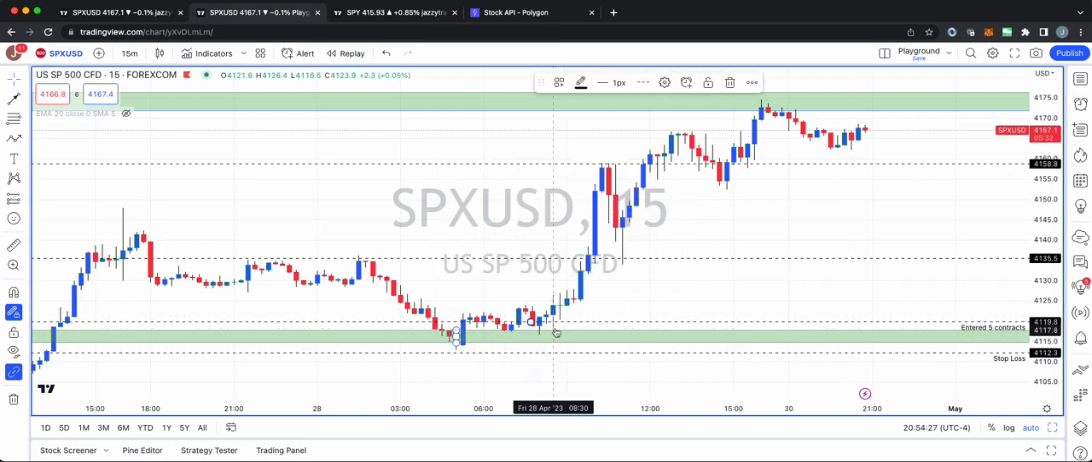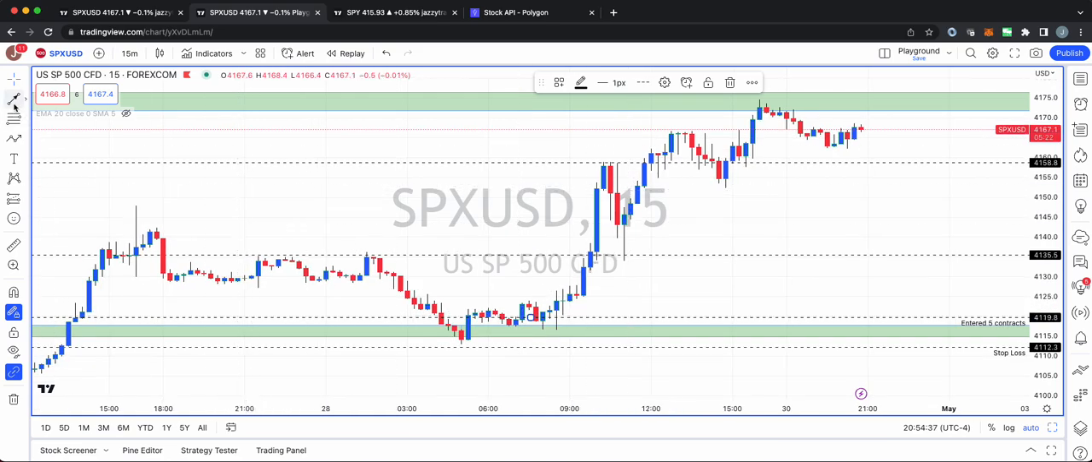So you entered 5 contracts in this area. So ignore the actual technical analysis at this point. I'm just going to show you how you would take profits. You entered 5 contracts here. This is your stop loss below the wick of the previous low.